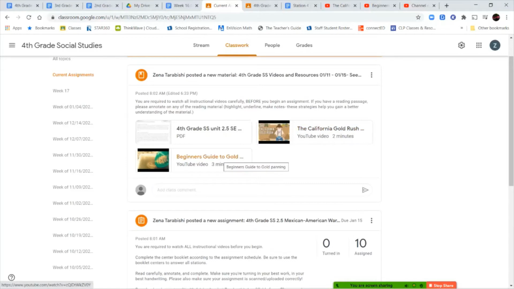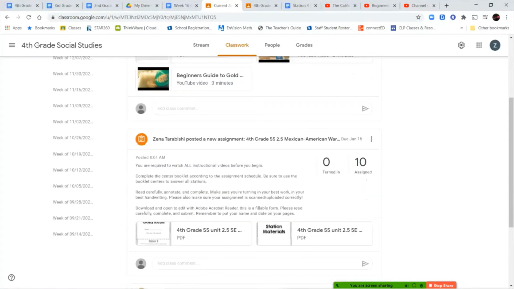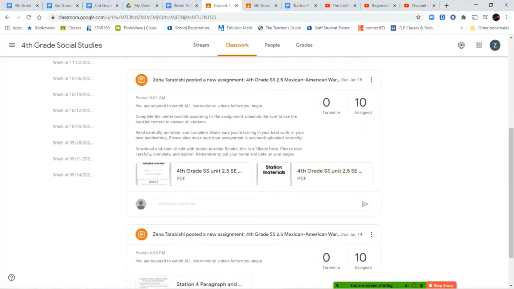And then there's another video about gold mining or gold panning. This is what they used to do during the Gold Rush, where they would look in these streams to see if there's little gold flecks or gold pieces in them, and it shows you how to do it. Underneath, we have the two things that I just showed you, the booklet and the station materials.